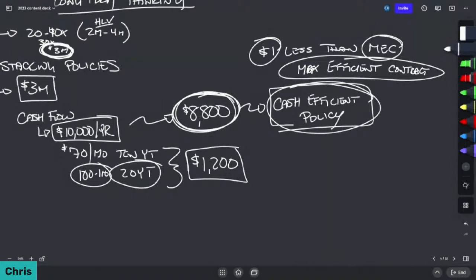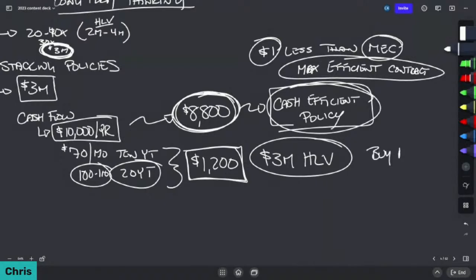But what we do is we focus first and foremost on maximizing the human life value. And if we know it's $1,200 a year to be able to bang out that $3 million of human life value coverage. Okay, now I know this is what I did in this video the other day. It's like I'm buying my net worth, and then build cash flow.